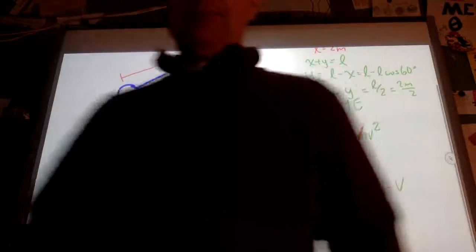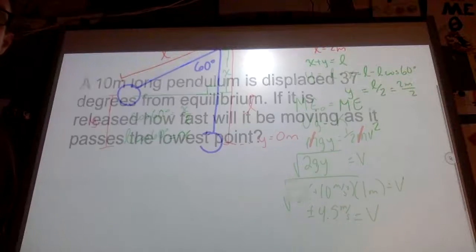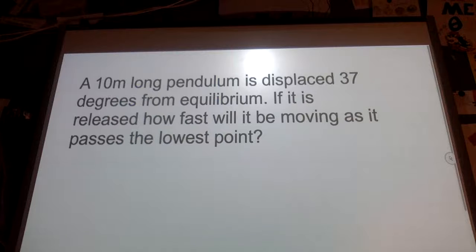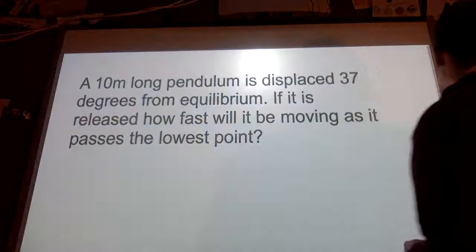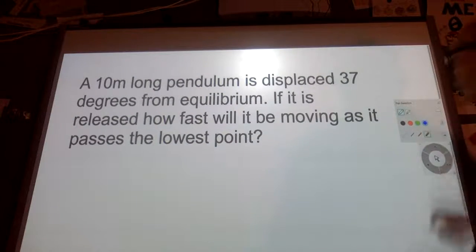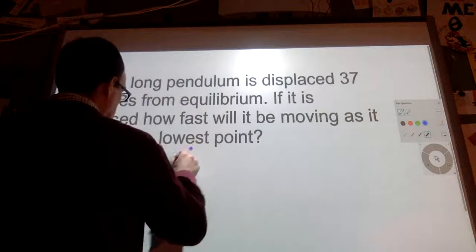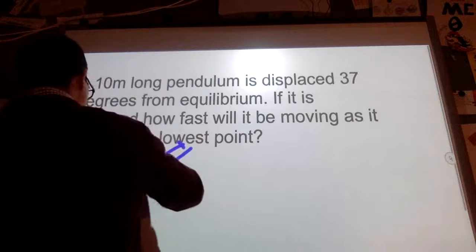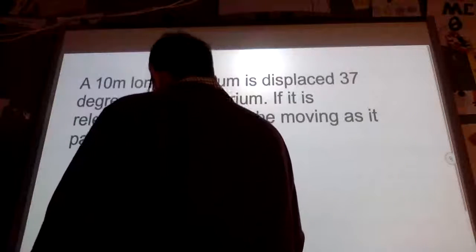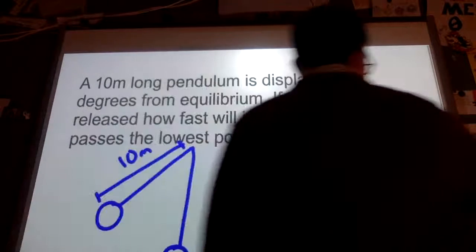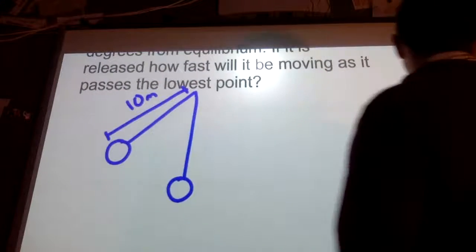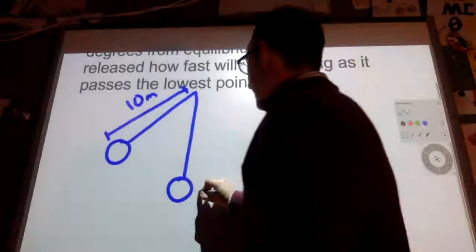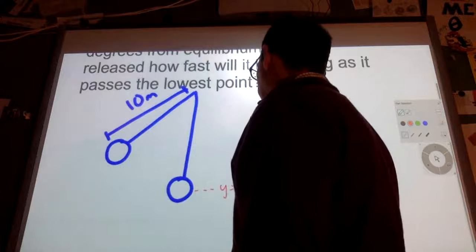All right, one more example like this. A 10-meter long pendulum is displaced 37 degrees from equilibrium. If it's released, how fast will it move as it passes through the lowest point? Again, the nice thing is your mass cancels out. I'm going to set this equal to y equals 0.